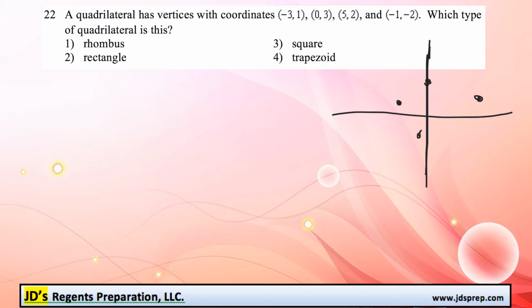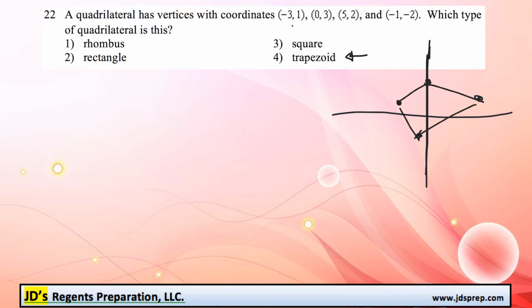maybe down here. So based on my rough drawing, it looks like it's definitely not a square or rectangle. Even a rhombus wouldn't make sense, so it's likely to be a trapezoid. But we can do some math to find out for sure. And to find out for sure, what we need to do is compare the slopes of each of these lines that are formed.